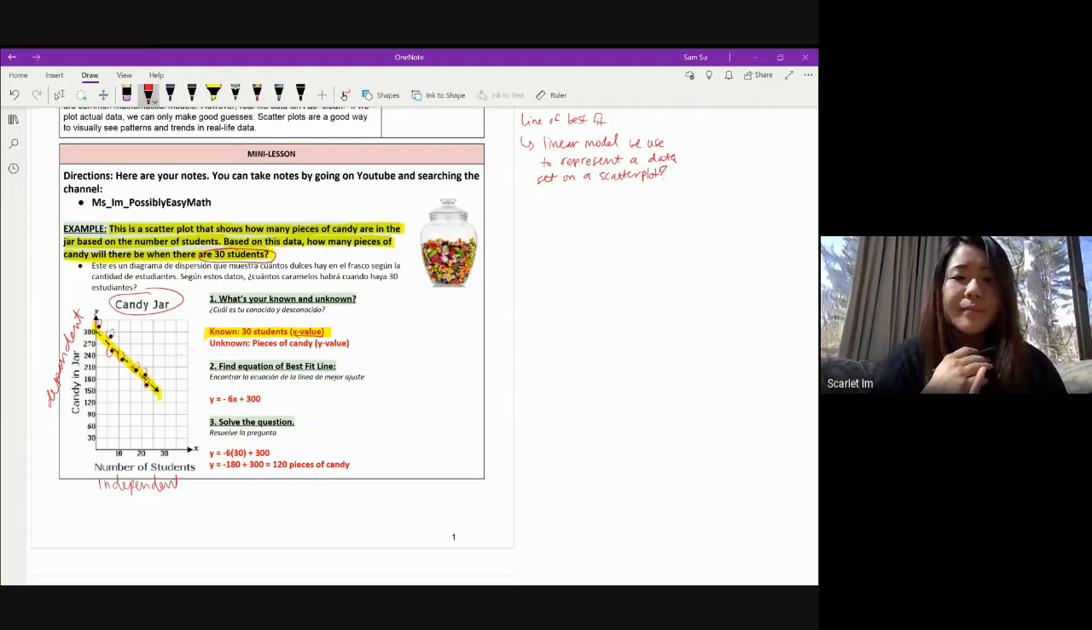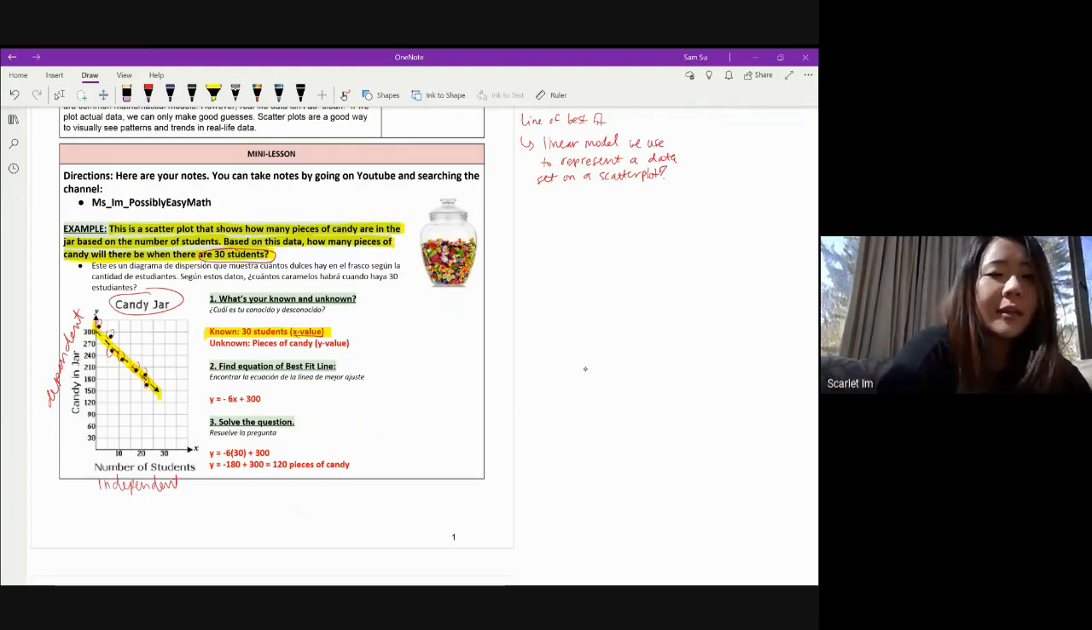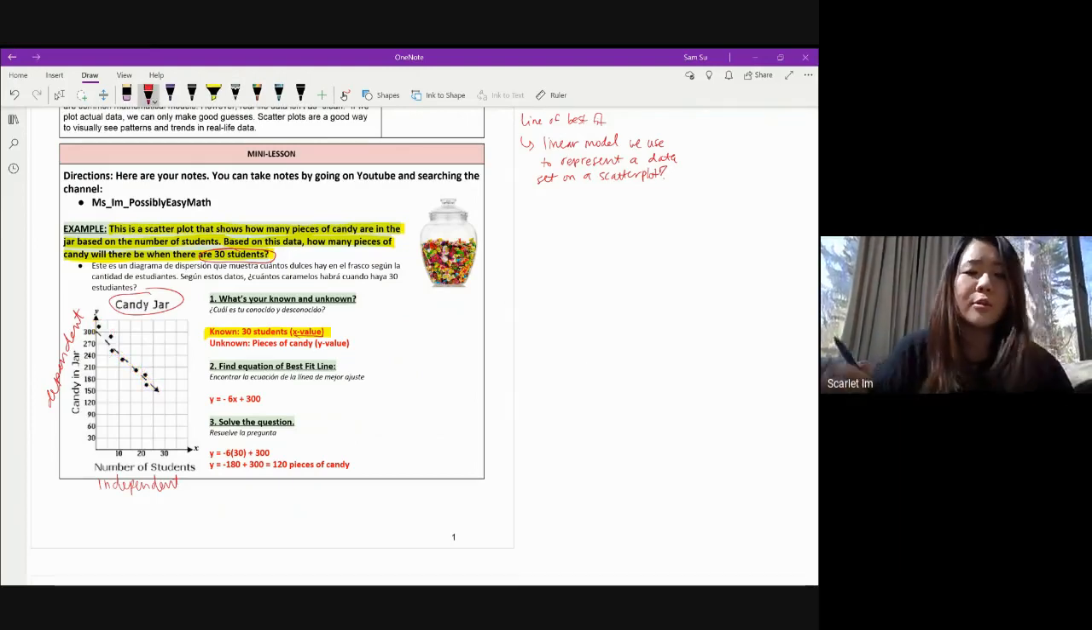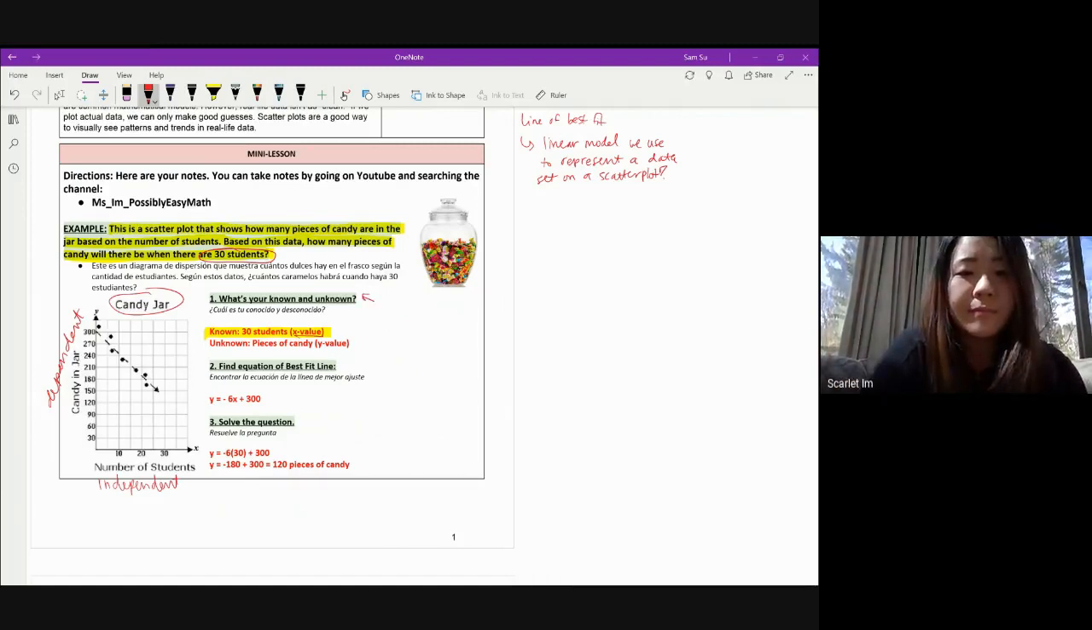So when I am looking to solve this problem, that's the first question that you want to ask. This is just another way to organize information.